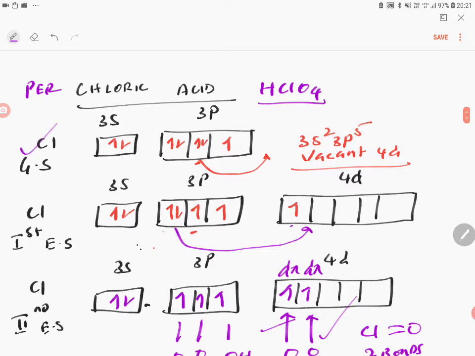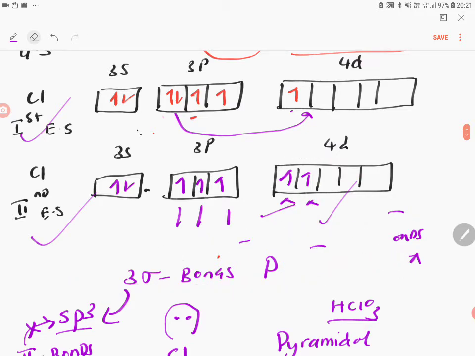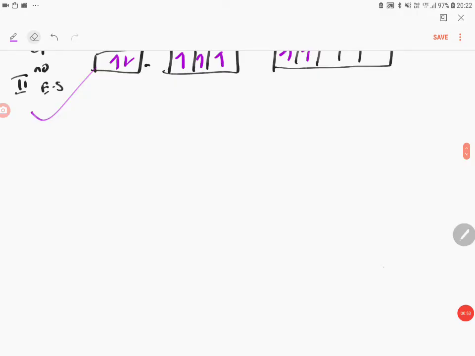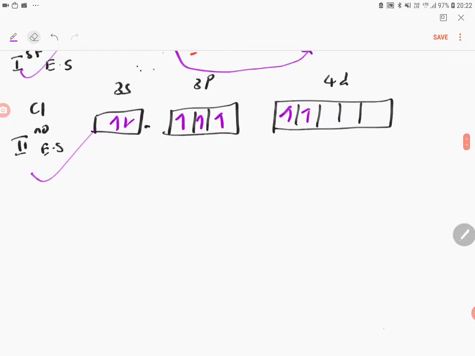So, chlorine: first ground state, first excited state, second excited state. Now we have to go to the third excited state.